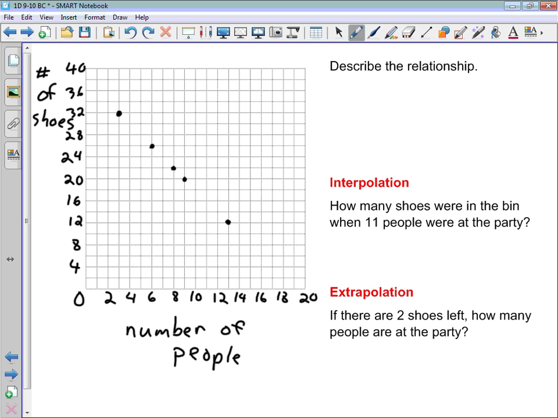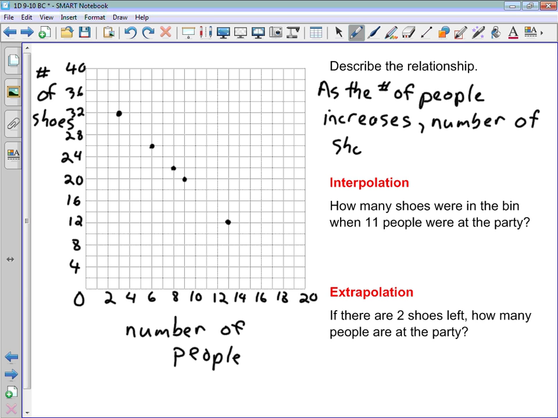Well, we always talk about first about what's going on the x-axis or the horizontal axis. So we can say as the number of people increases, what is happening to the number of shoes? Well, the number of shoes, it looks like it is going down. Here's my trend. It starts up at the top and it sort of goes down as we go left to right. As the number of people increases, number of shoes decreases.